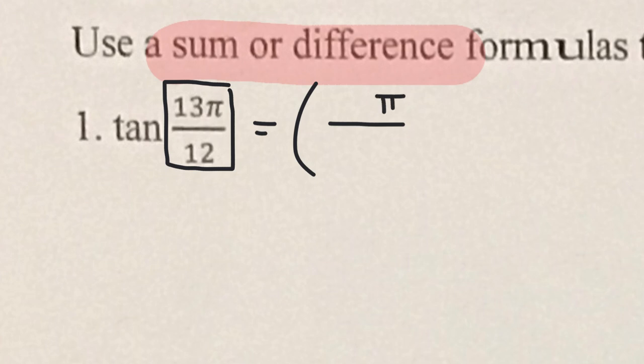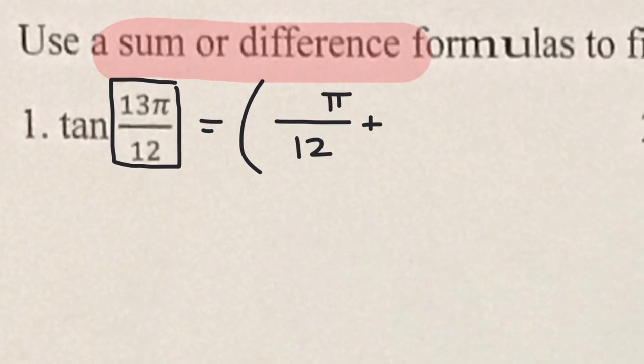Okay, so it really doesn't matter which ones you pick, but here we have something pi over 12 plus something else pi over 12. So the first step on all of these problems with sum and difference is to find two angles. So what two numbers add up to 13? 7 and 6 are great. Unfortunately, 7 pi over 12 doesn't reduce. So 6 and 7 is not going to be the ones that we use.